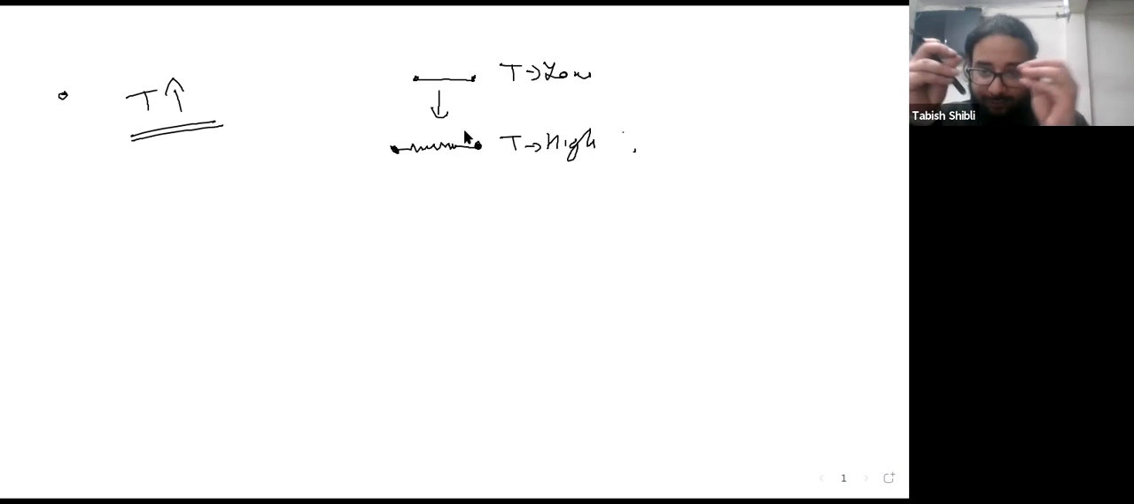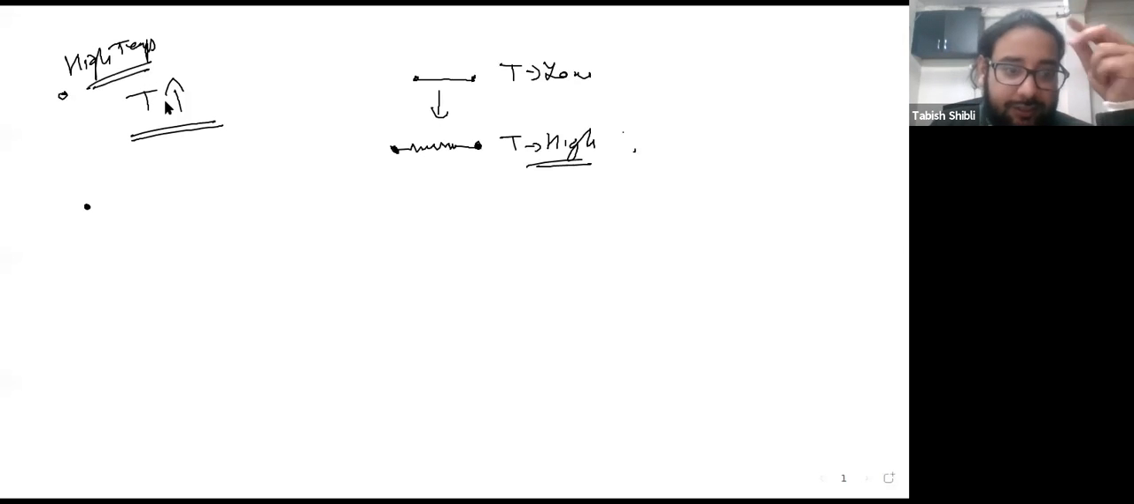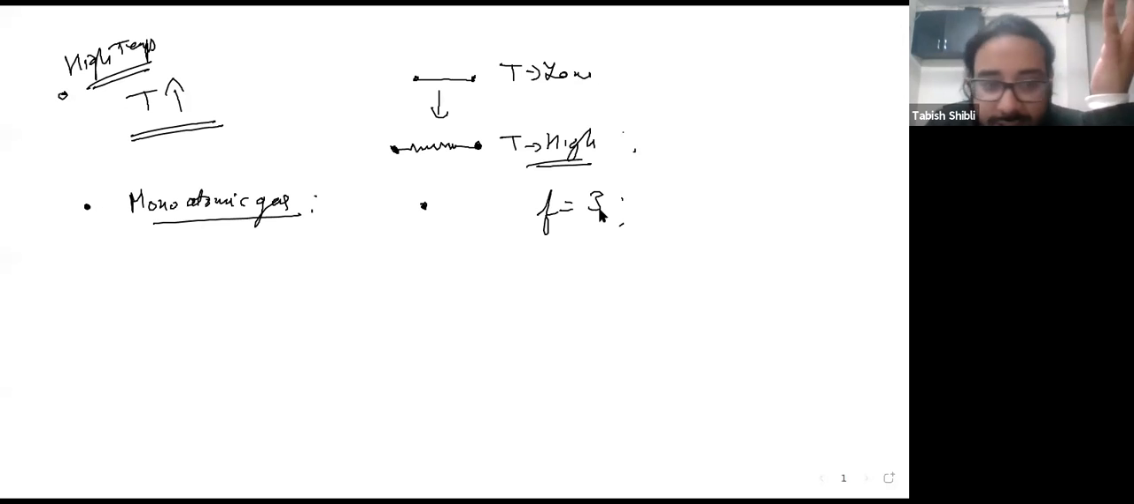Now it can vibrate also. So now in this case, when it can vibrate, in the case of high temperature, what happens for a monoatomic gas? You have only one atom. How many degrees of freedom? Three. Again 3, because nothing is changing.